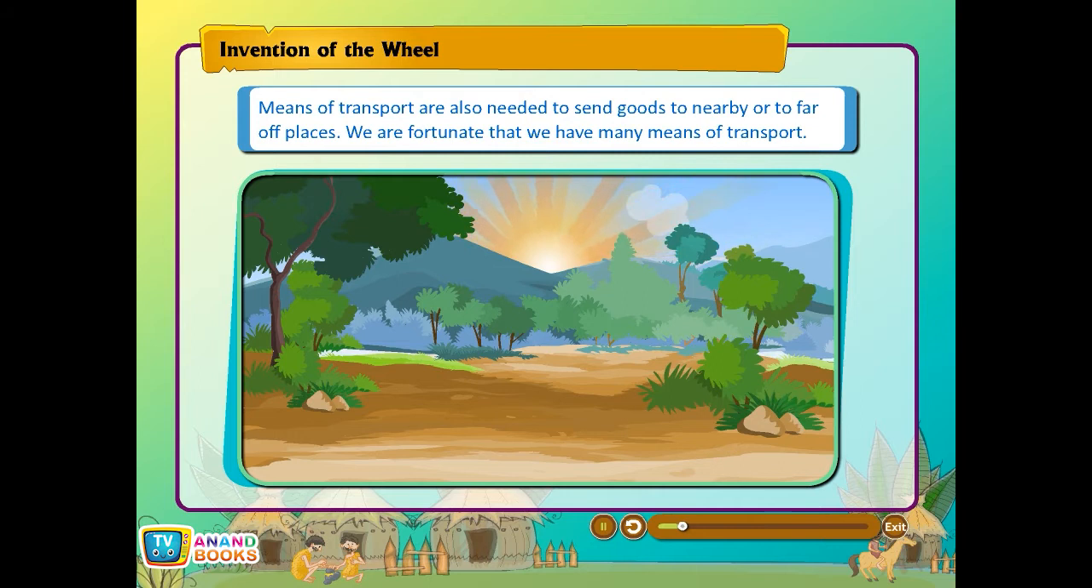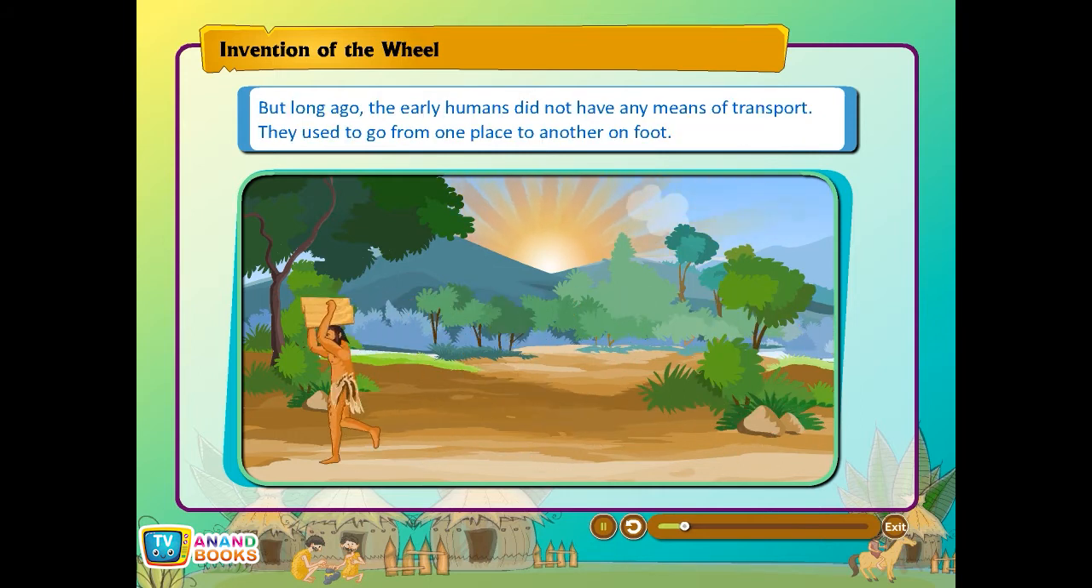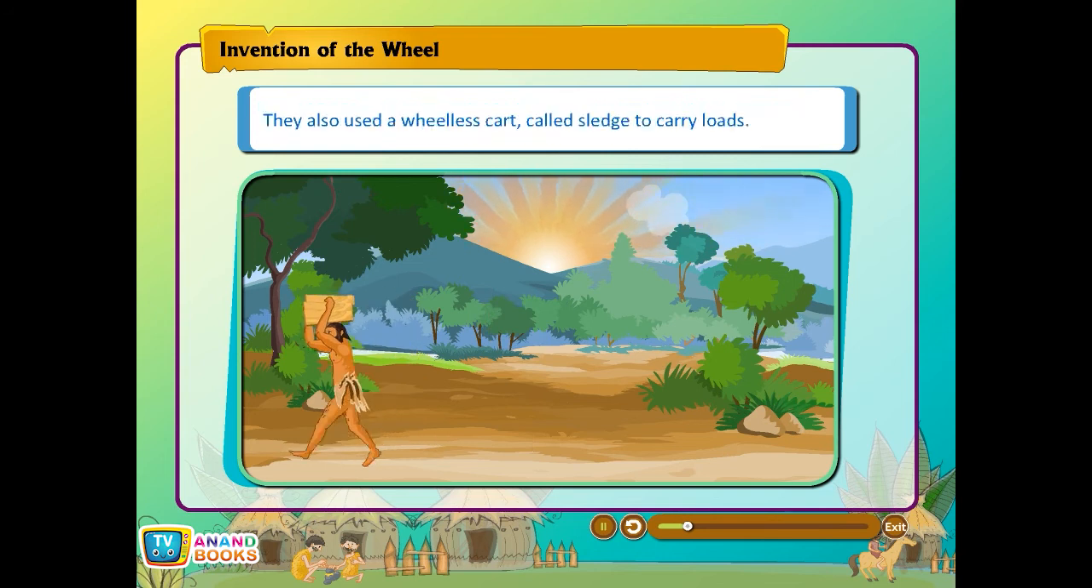We are fortunate that we have many means of transport. But long ago, the early humans did not have any means of transport. They used to go from one place to another on foot. They also used a wheelless cart, called a sledge, to carry loads.